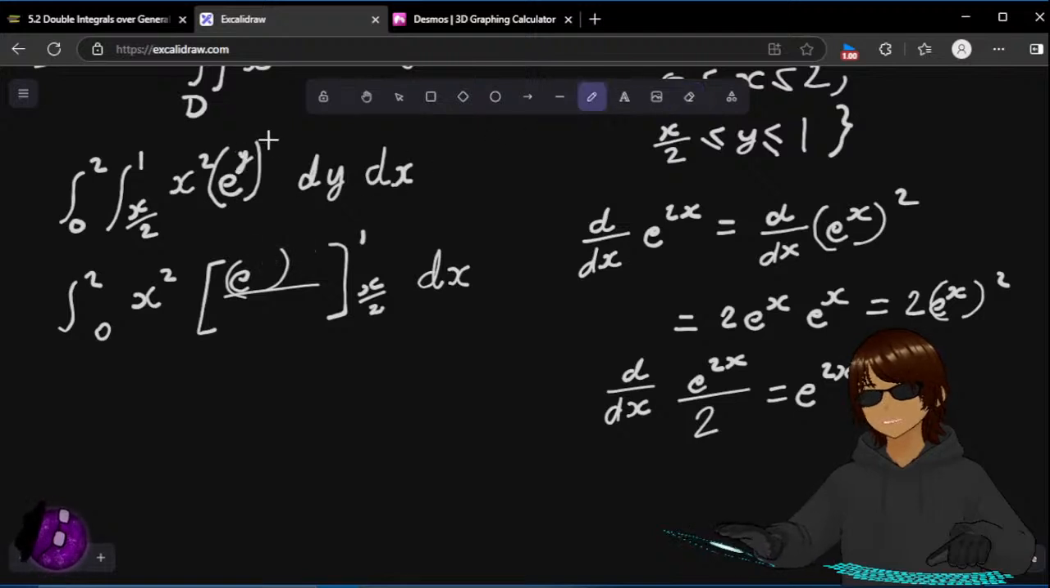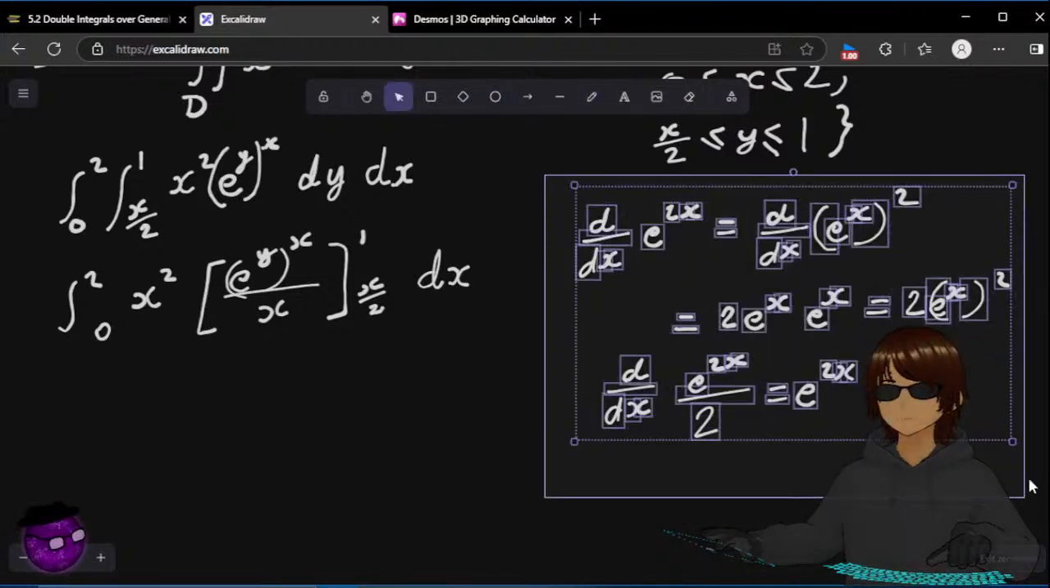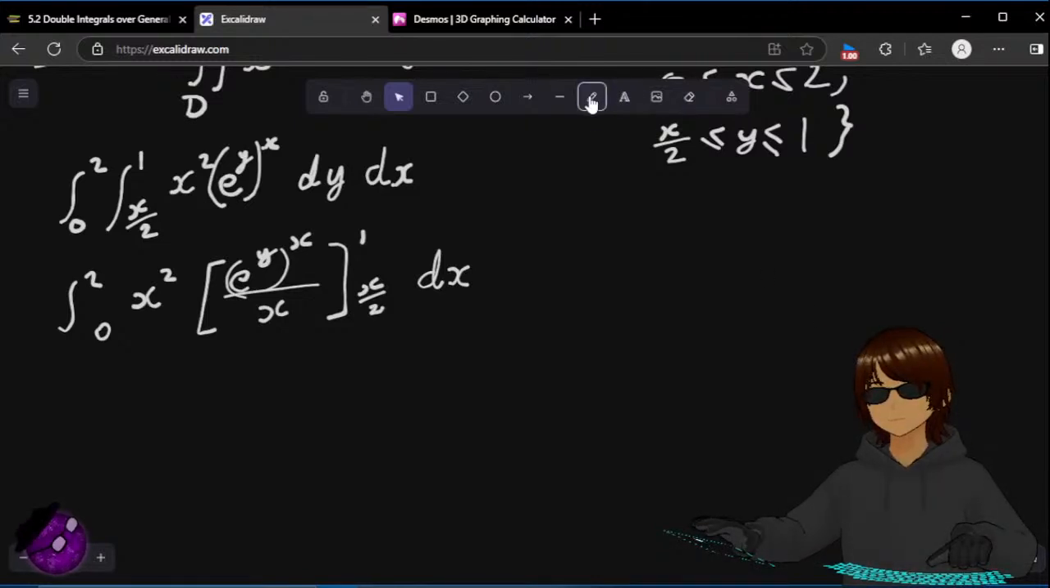Put y inside, x outside. Y inside, x outside. So derivate e to the power of y. Derivate the outside first. You're left with x times e to the power of y. Let me just make sure I'm right about this. I don't know why I'm so confused.